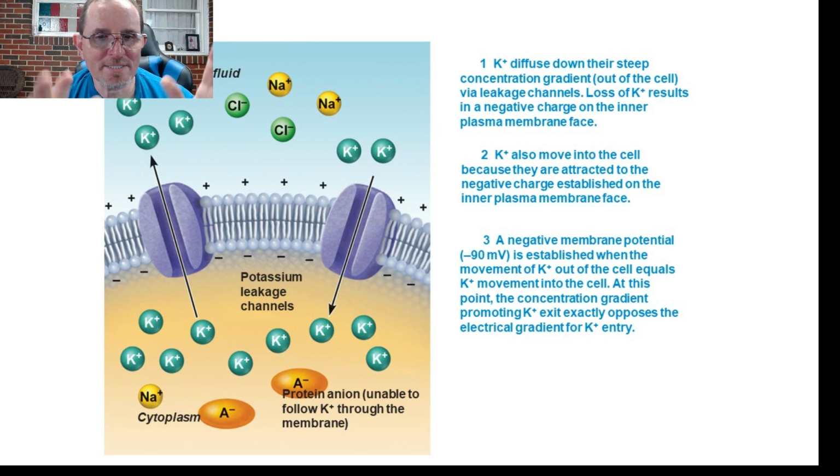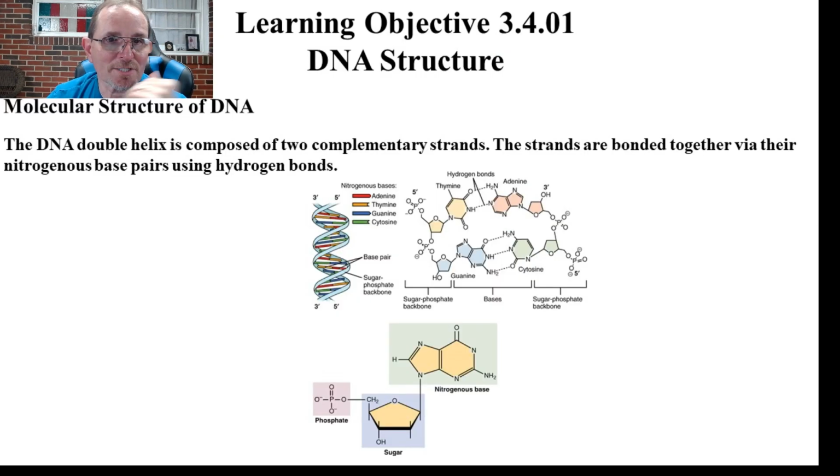So between all of this, we're going to have potassium leaking out. Some of it's going to come back in because it's attracted to the negative. So basically, you get a steady state. You get the same amount of potassium coming in as going out. So it's kind of constant during the resting membrane stage.